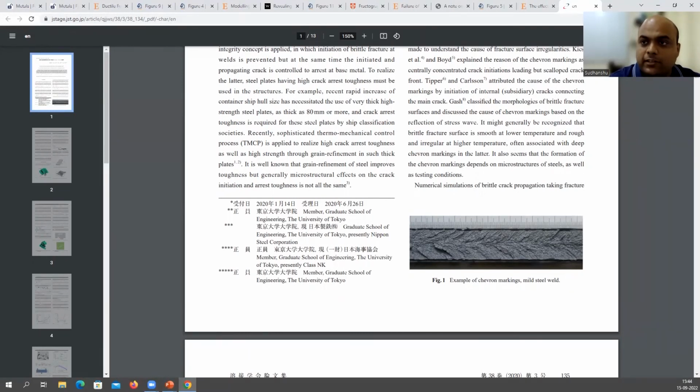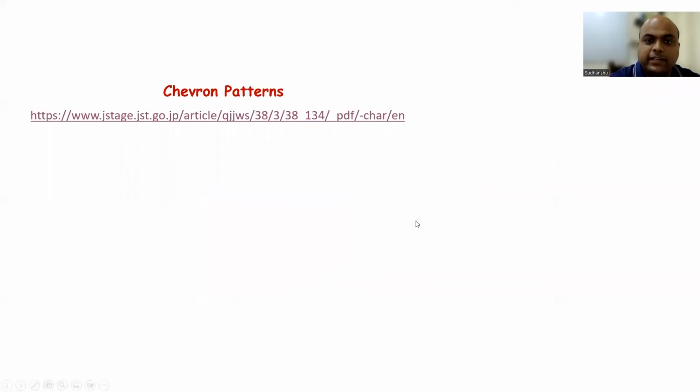Okay. So this is what I wanted to discuss about fracture surfaces. Okay, we had already discussed fracture mechanisms. Today I have shown you different kinds of features that you are going to observe either in ductile fracture or in cleavage or brittle fracture.